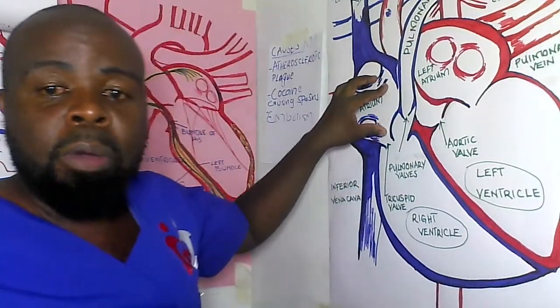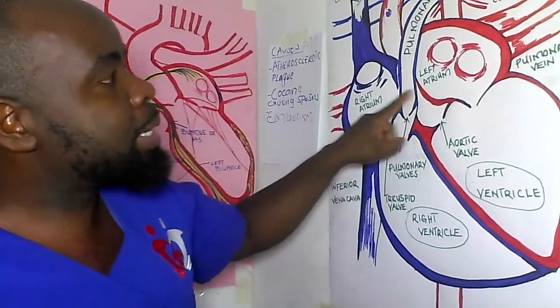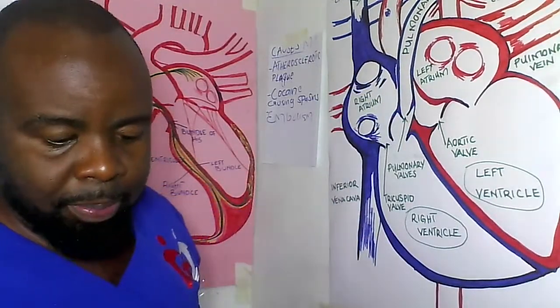Now, here, there is something called foramen oval. There is a hole.